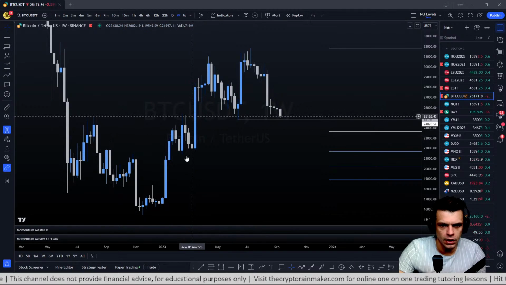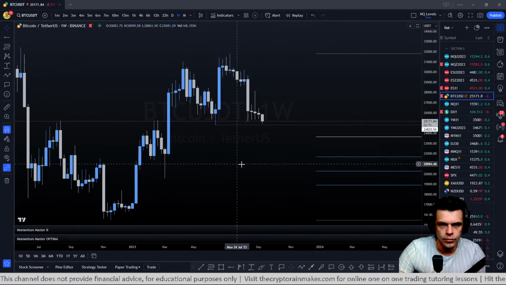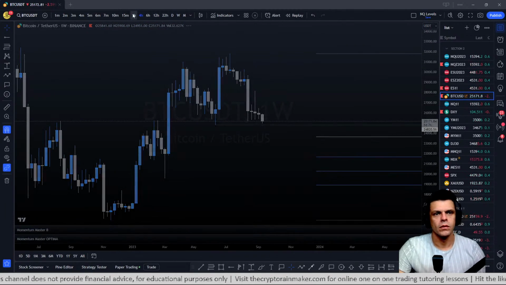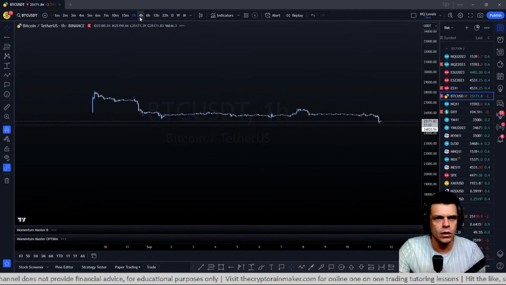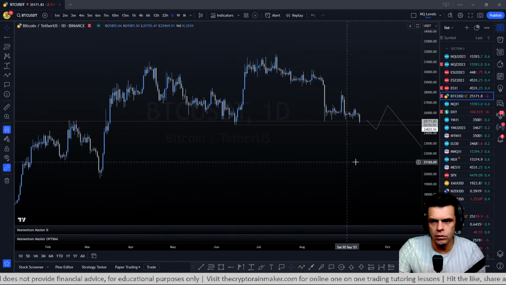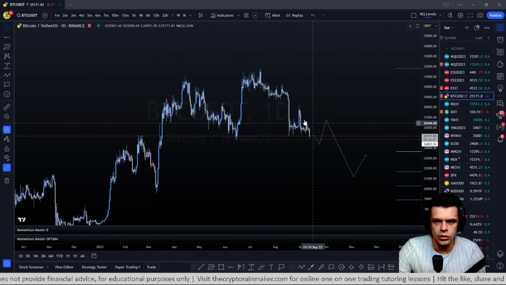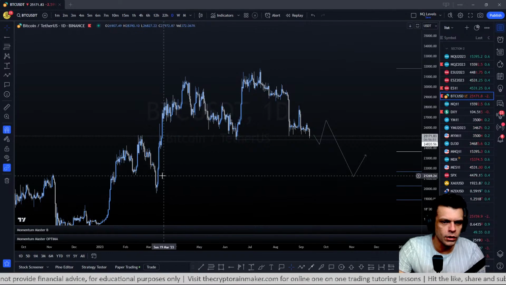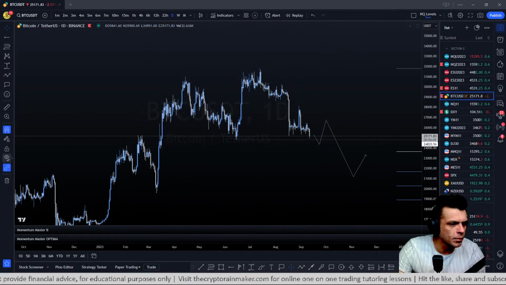Still in this imbalance right here. Yeah, so I think that is what's likely to happen for Bitcoin next. Take out that low, a little move to the upside just to knock out buy side, dump it to the downside towards the CME gap.